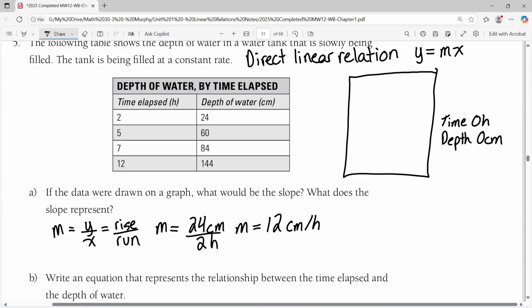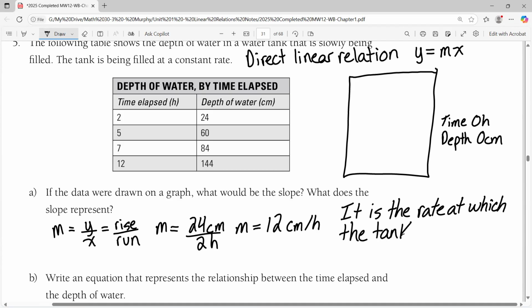What does this represent? Like all slopes, it's the rate. It is the rate at which the tank fills up.